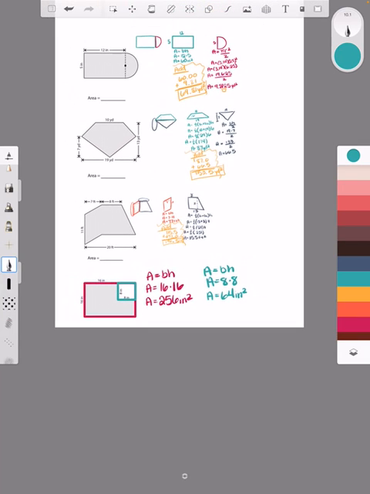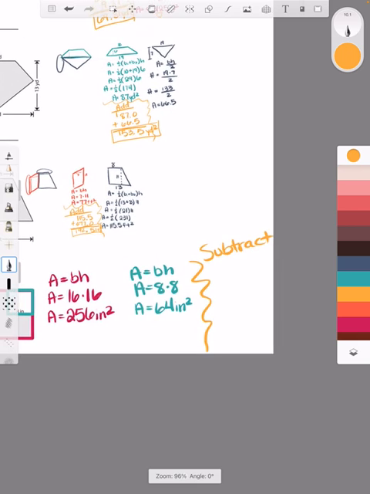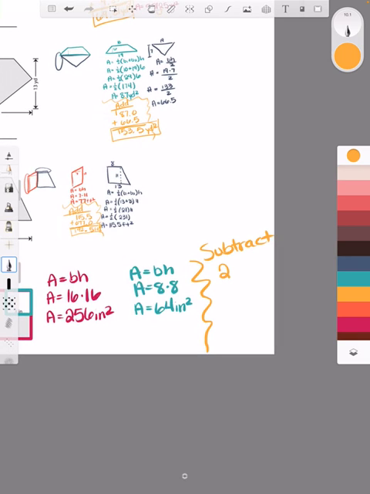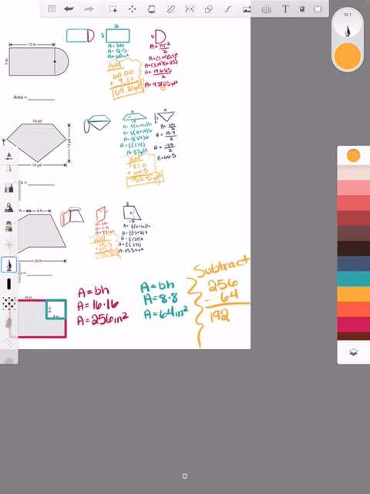So since we don't want to include that portion, we're not going to add this time. We're going to subtract. So I'm going to subtract 64 from 256. 256 minus 64 is going to give me 192. So now I know the area of my shaded region is going to be 192 inches squared.